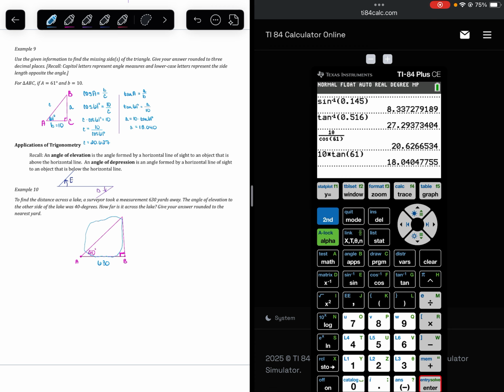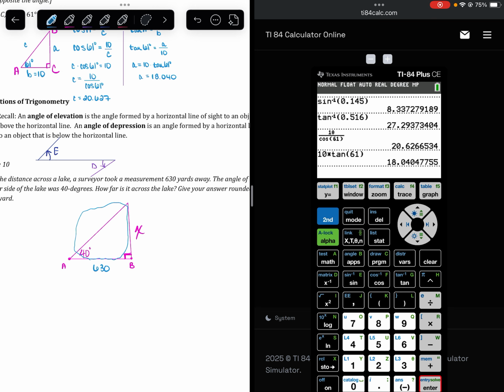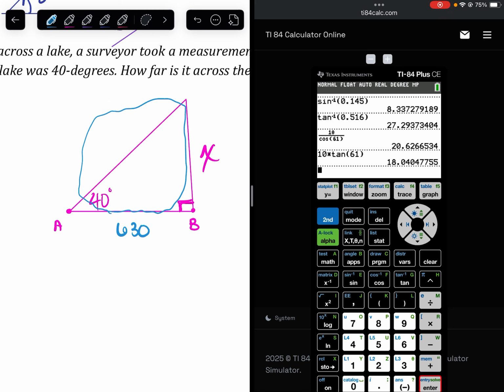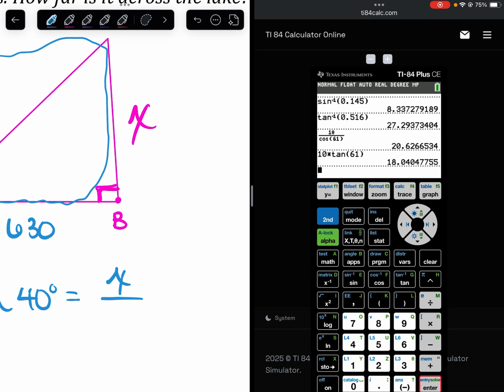All right. So how far is it across the lake? Across the lake would be this side here, which I'm going to call X. You could call it little a if you wanted to. I like to use X in most cases. What you call it doesn't matter. Based on my drawing, I have an angle, the adjacent leg, and I am looking for the opposite leg. So opposite and adjacent, I'm going to use tangent. So tangent of 40 is equal to the opposite, which is leg X, divided by the adjacent, which is 630.